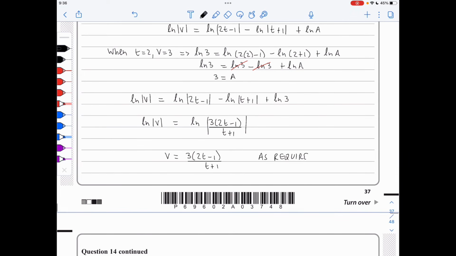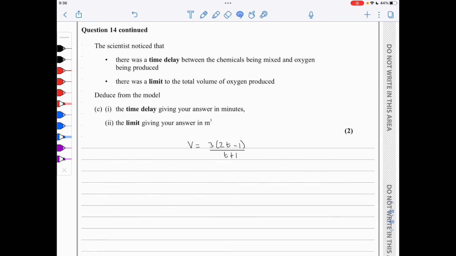Now in part C, we are told that there was a time delay between the chemicals being mixed and oxygen being produced, and there was a limit to the total volume of oxygen produced, and we need to deduce this time delay giving our answer in minutes and also the limit giving our answer in cubic meters. So let's start with the first piece of information. There was a time delay between the chemicals being mixed and oxygen being produced. Recall that this is the equation we found for V in terms of t.